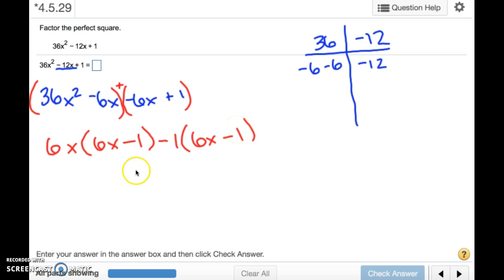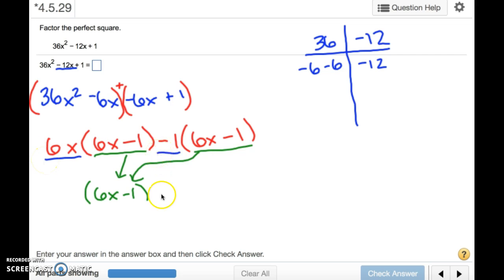So now, in my two sets of parentheses, I have 6x minus 1. So I'm going to write that once. So both of these go here. And then in between, I have 6x minus 1. And everything that we've done so far is the exact same as in the last video. But now both of these equal 6x minus 1 times 6x minus 1.